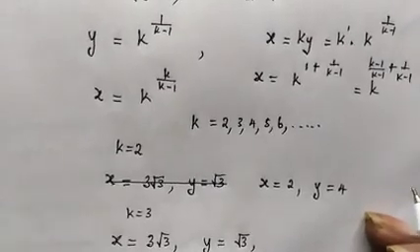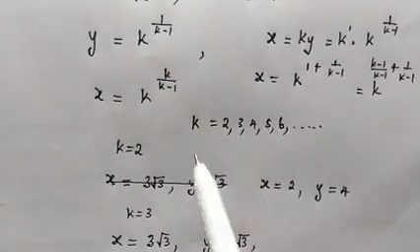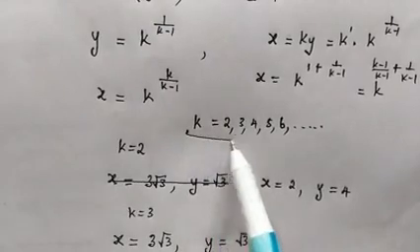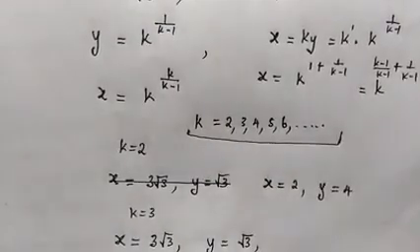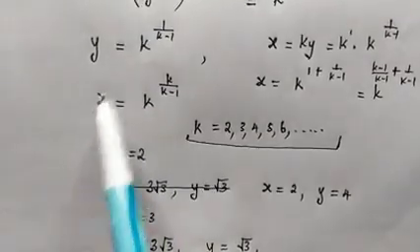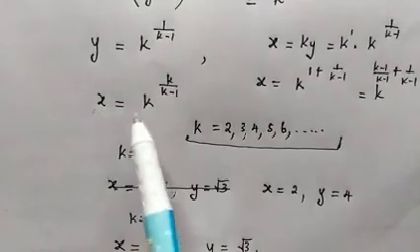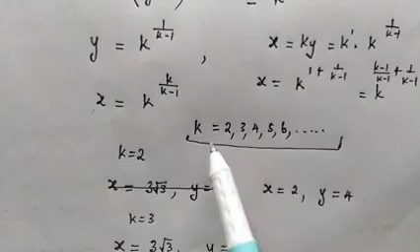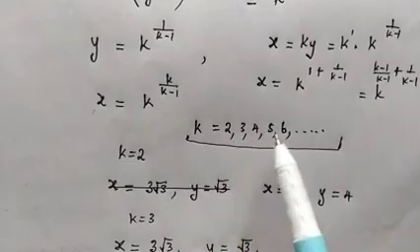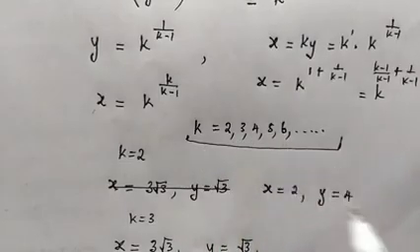Okay, what about the case when k is negative? Can that also be a solution? I don't think that should be a solution, right? Because we're going to have complex solutions, right? So this general solution is valid when k is a positive integer, okay? So we have our general solution right over here. y is equal to k to the power of 1 over k minus 1, and x is equal to k to the power of k over k minus 1, where k is equal to 2, 3, 4, 5, 6, and so on, which is infinite, right?